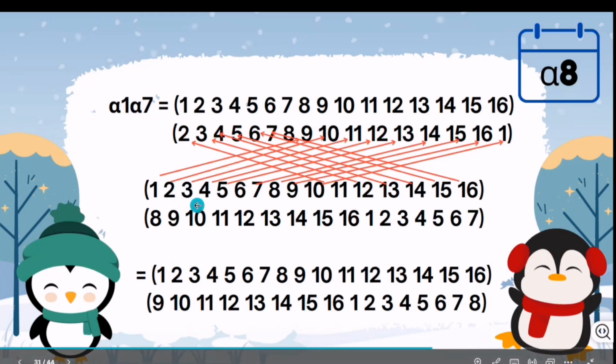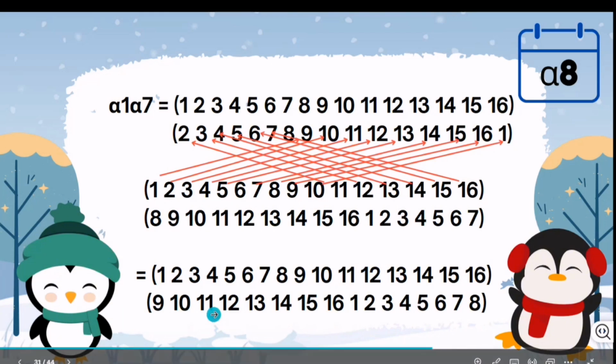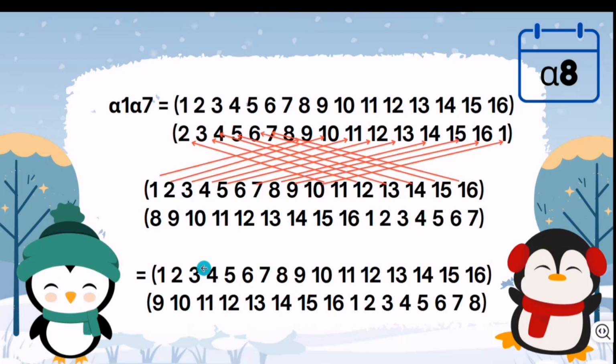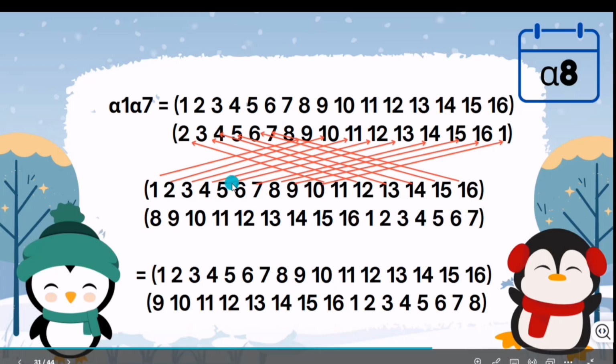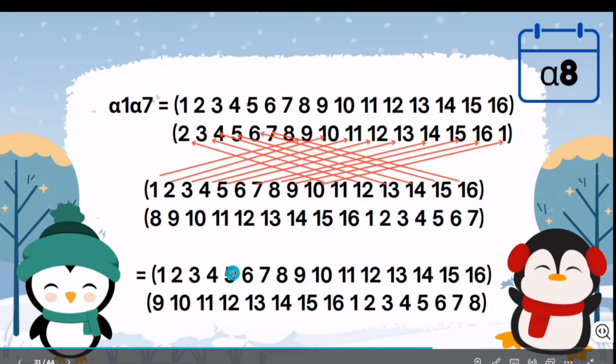And we have 3 to 10, and the result is 10 to 11, so we have 3 to 11. And next we have 4 to 11 and 11 to 12, so the result is 4 to 12. Then we have 5 to 12 and 12 to 13, so the result is 5 to 13.